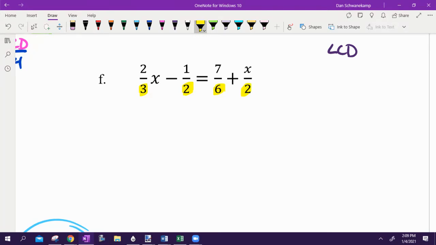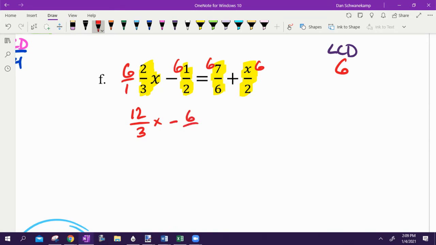I need a number that all of those numbers go into. Well, what number does 3, 2, and 6 all go into? The answer is 6. So now we're going to multiply every part of this problem by 6. So 6 times that, 6 times that, 6 times that, 6 times that. So that would be 6 times 2, which would be 12. I don't multiply the denominator, it's just the numerator. Because remember, it's like 6 over 1. So I just go 6, boom, there. 6 over 2.